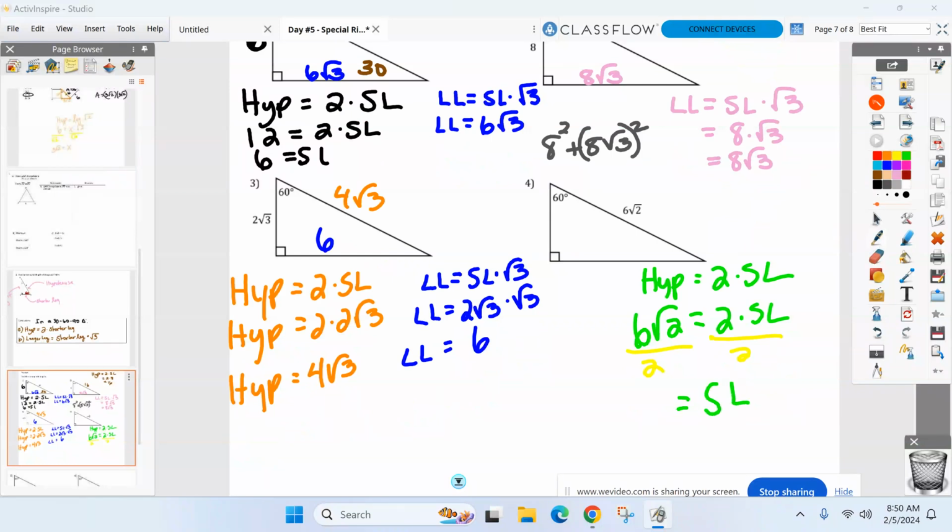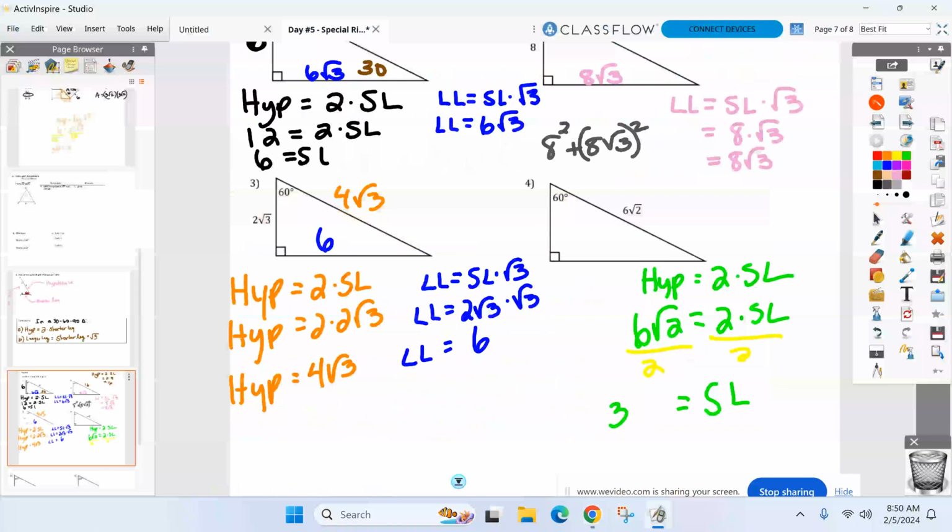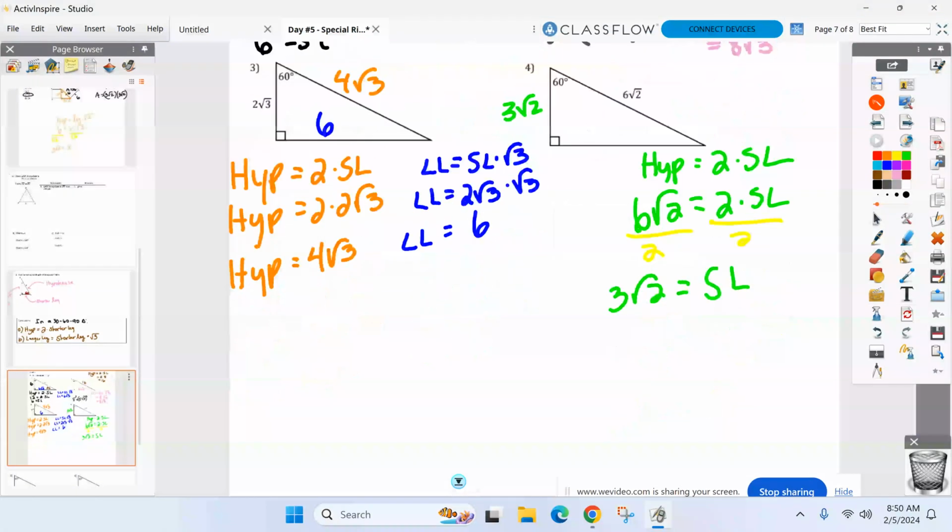How about the shorter leg for this one? Go ahead, Tess. 3 radical 2. Good. So that's across from the 30. Now you can do Pythag or find the longer leg yourself using the rule. I don't care how you get there. Your choice. You can take the shorter leg and multiply it by radical 3, or you can do Pythagorean theorem with parentheses.